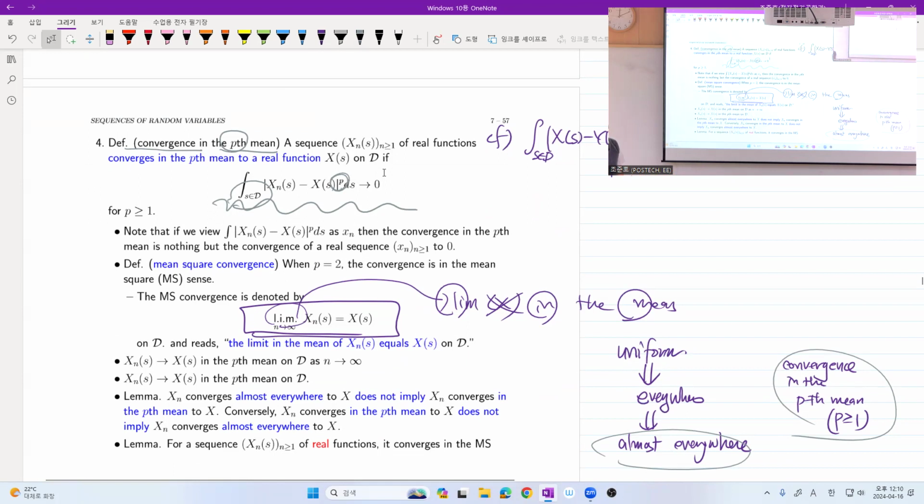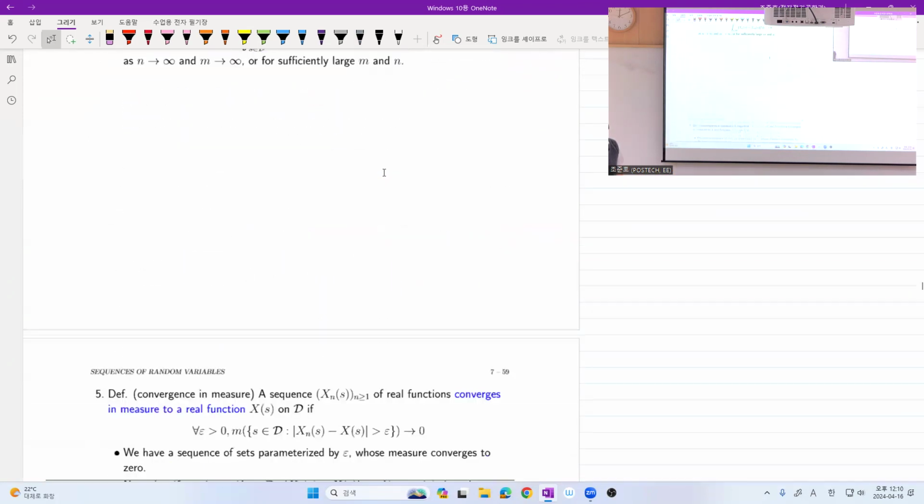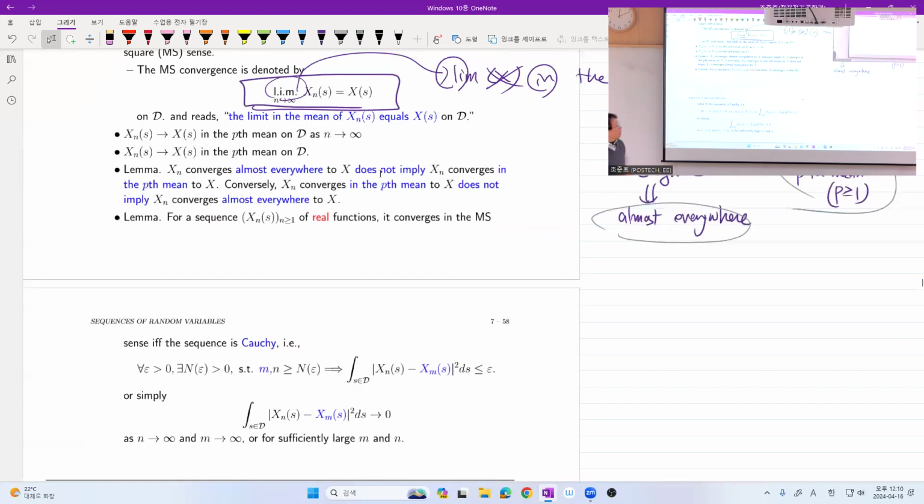And here was something more confusing. By the way, we have convergence in the p-th mean in terms of Cauchy sense. So a sequence of functions is a Cauchy sequence in the p-th mean when we have this. Got it? So in the second mean, the difference is raised to the power of 2 and integrated, and if this sequence goes to 0.